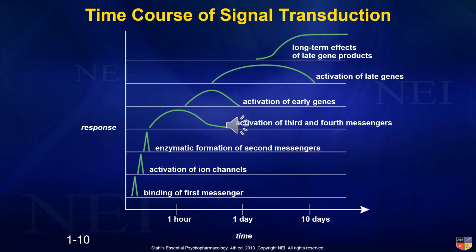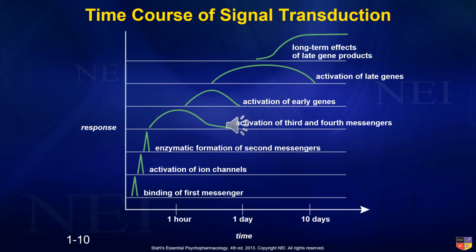Okay, we're almost at the end of this section. One more blue slide, and that is to show what I've been saying, that our pills and medications do not work overnight. There is, as you follow from the bottom to the top, binding of a first messenger, the activation of the enzyme ion channels, and then the formation of second messengers, and those second messengers activating the third and fourth messengers. Those third and fourth messengers then activate some early genes, and those early genes then go on to activate the late genes, and then those late genes go on to have long-term effects of starting or stopping processes in our neurobiological systems.